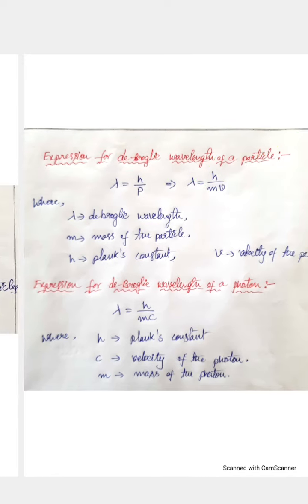Next one is the expression for the de Broglie wavelength of a photon. Lambda equals h divided by mc. h is Planck's constant, m is the mass of the photon, c is the speed of light. If you substitute all these values, you can calculate the de Broglie wavelength of the photon.